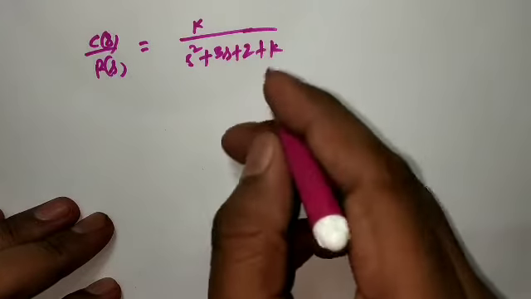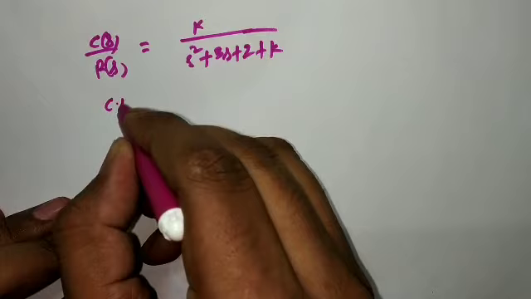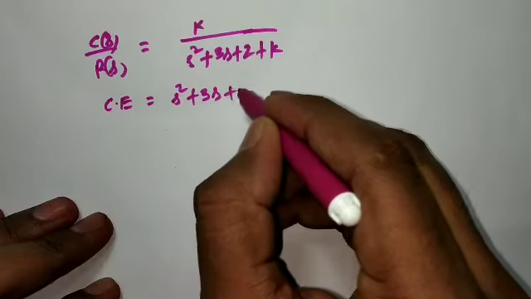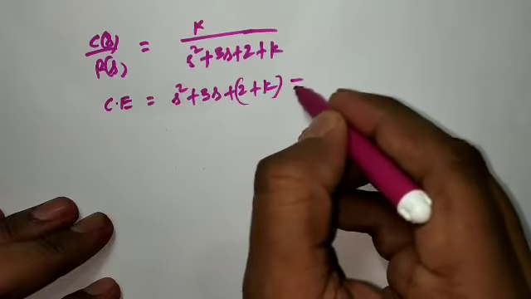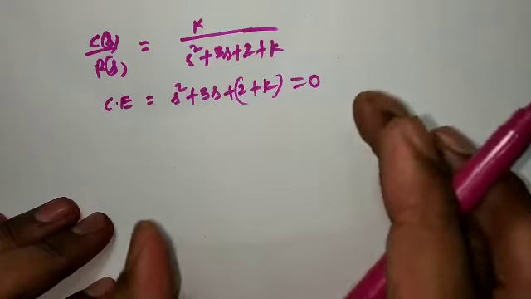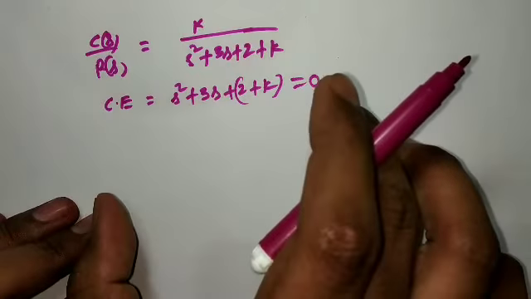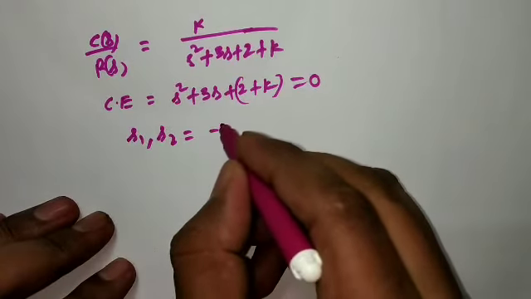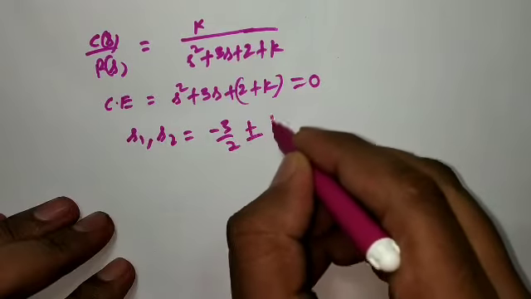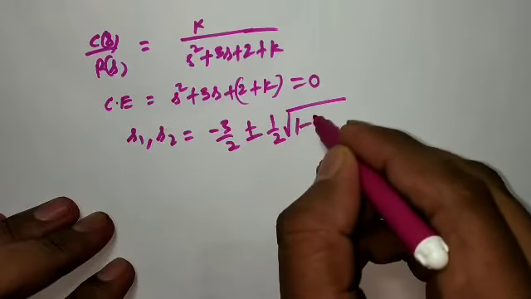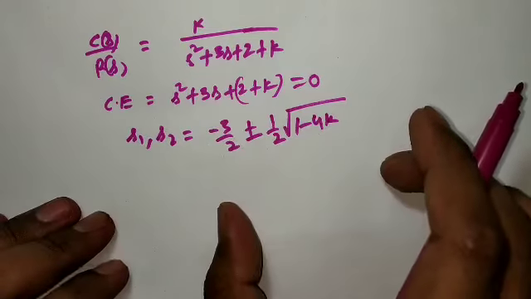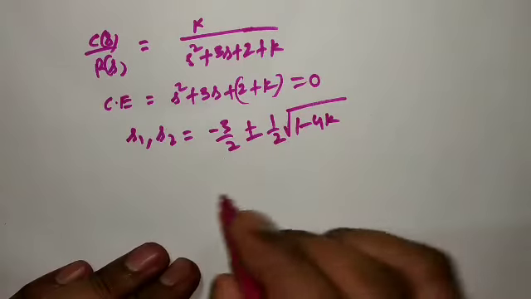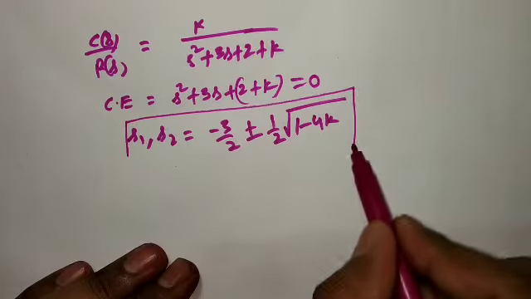Now you take the characteristic equation. The characteristic equation is s square plus 3s plus 2 plus K is equal to 0. So just find the roots of this equation. When you find the roots, you can write s1, s2: the roots are minus 3 by 2 plus or minus 1 by 2 root (1 minus 4K). How will the system behave for K values? These are the roots of the characteristic equation.